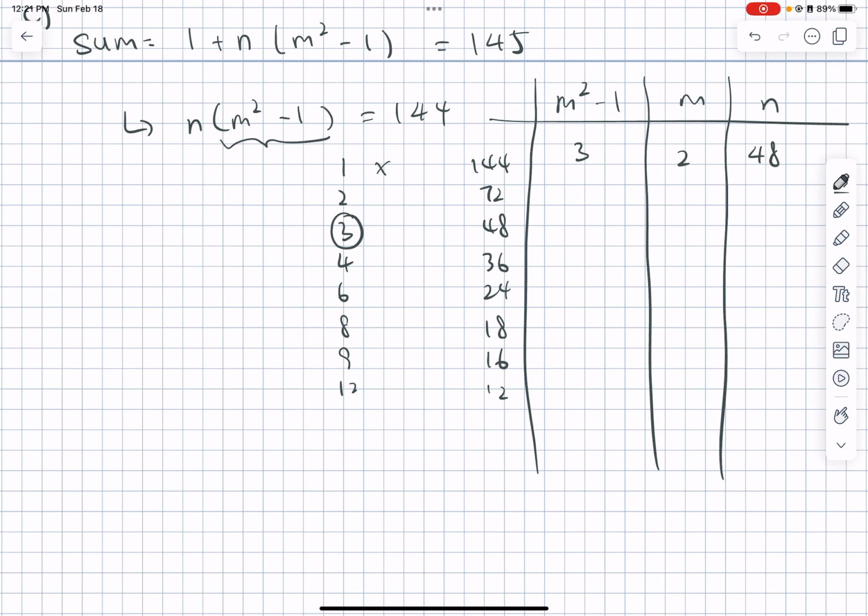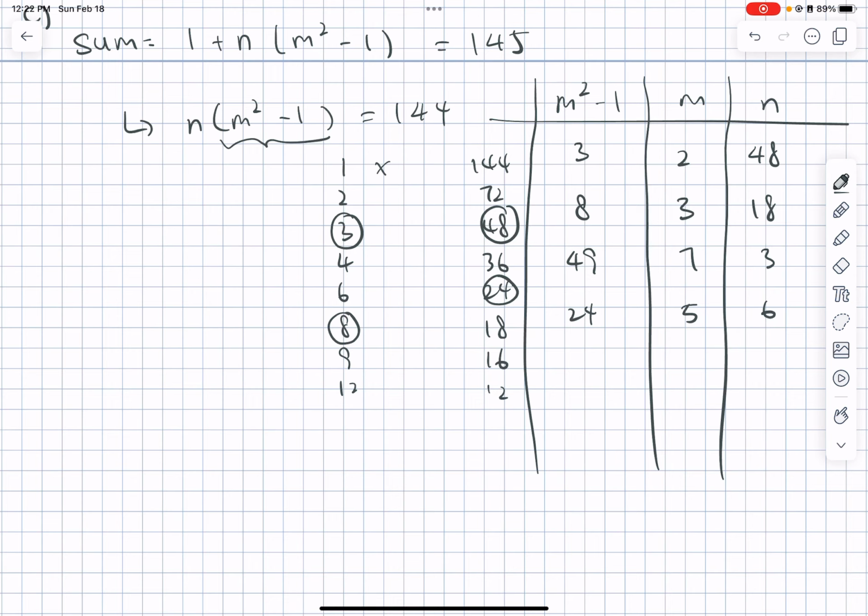So going down the list, 4 plus 1 is 5, 6 plus 1 is 7, 8 plus 1 is 9. That's a perfect square. So m squared minus 1 could be 8, which means m is going to be equal to 3, and n is going to be equal to 18. So 9 plus 1 is 10, 12 plus 1 is 13. Those aren't perfect squares. 145 isn't, 73 isn't, 49 is actually a perfect square. So m squared minus 1 is 49. That means m is 7, and n is going to be 3. So 37 isn't, 25 is. So m squared minus 1 is 24. That means m is 5, and n is 6.